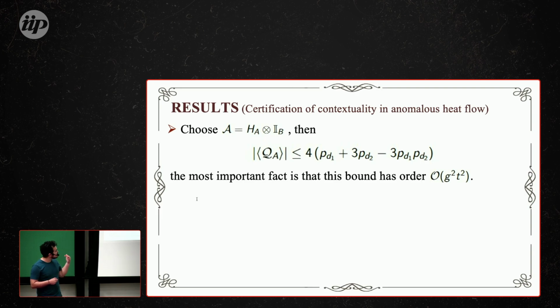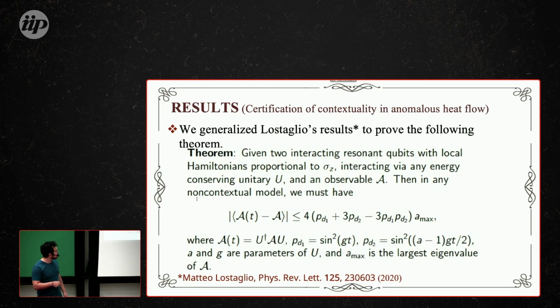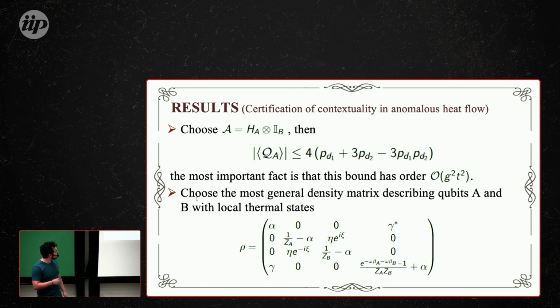A non-contextual model must respect this inequality, and in quantum mechanics this is violated. The important thing again about this term is that it is of order t squared, and g here is just the strength of the interaction. All these parameters depend on the kind of interaction, and we apply this to the most general case we could have between two qubits initially thermal. They can be correlated, and the correlation terms appear here. Actually, they appear here too. Here we have classical correlations, and here we have coherent correlations.